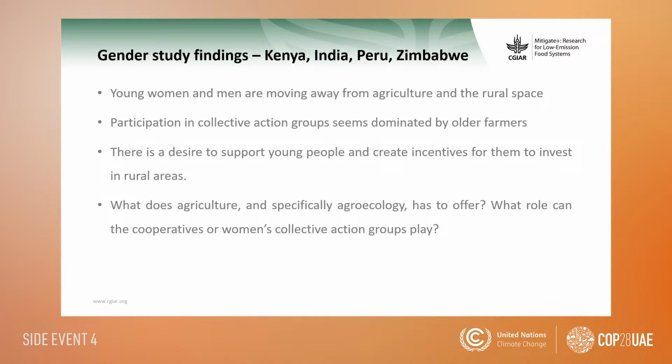And what agriculture does, and specifically what agroecology has to offer, is a big question that we'll be addressing today in this forum, and looking at what role cooperatives and women's collective action groups can play in this transition.